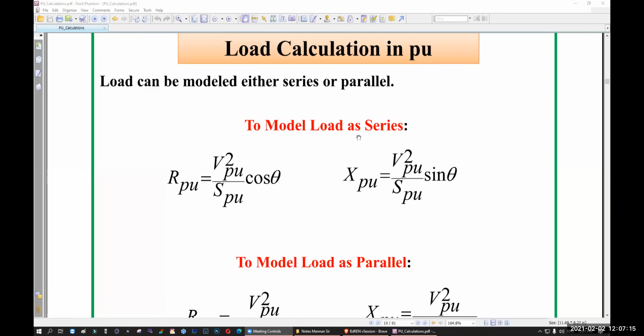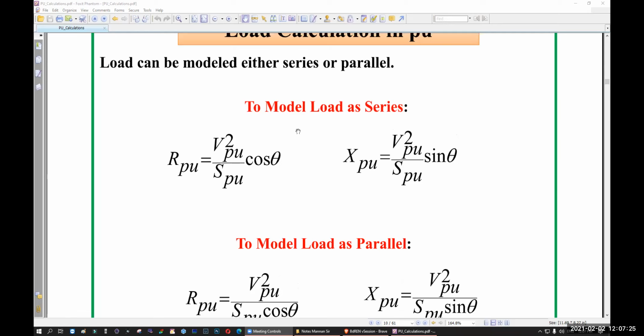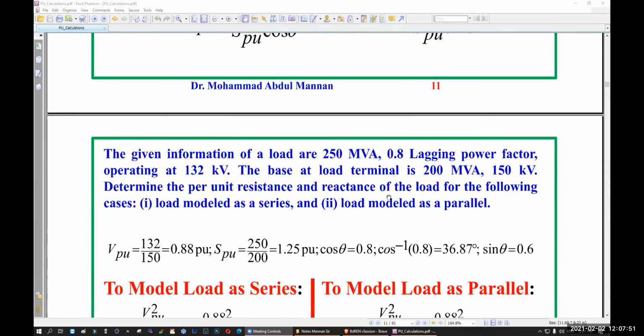So today's lecture will start from the load calculation in per unit. Load can be modeled either series or parallel, obviously. And we already know if the loads are modeled as series, then R per unit is equal to V square by S cos theta, and X will be V square by S sin theta, right? If they are in parallel, the cos will go at the bottom and the sine will go at the bottom. That's it, nothing else. That is the thing we have already talked about in our previous class. Remember?